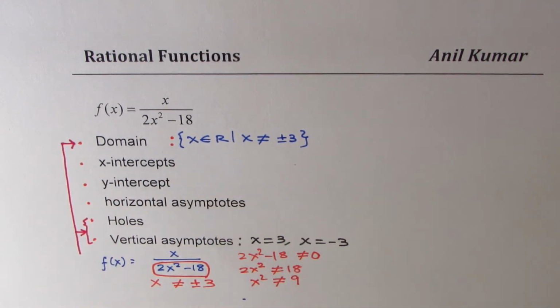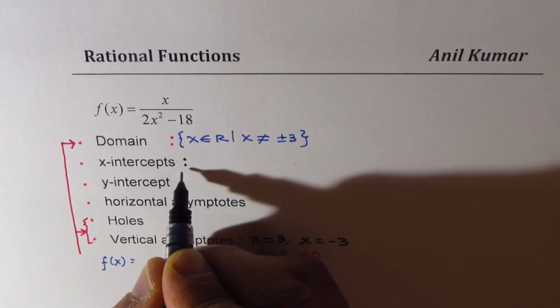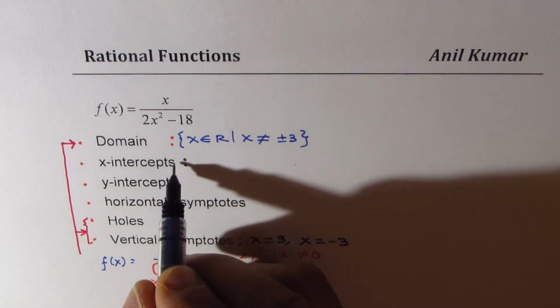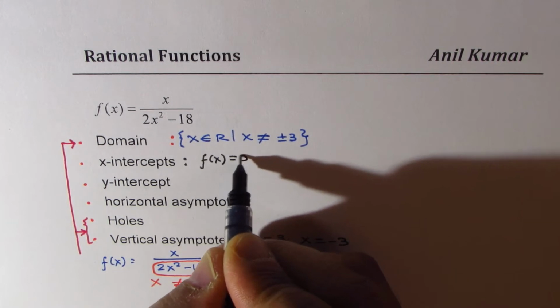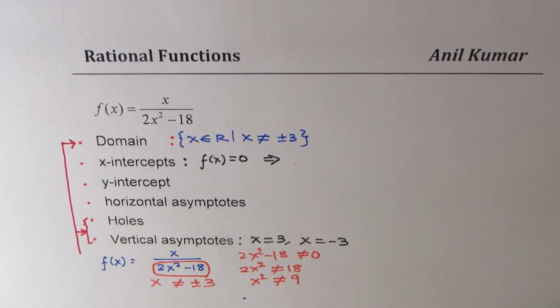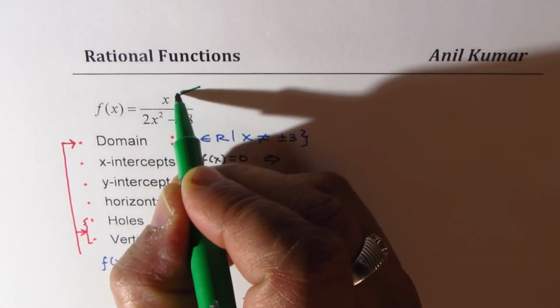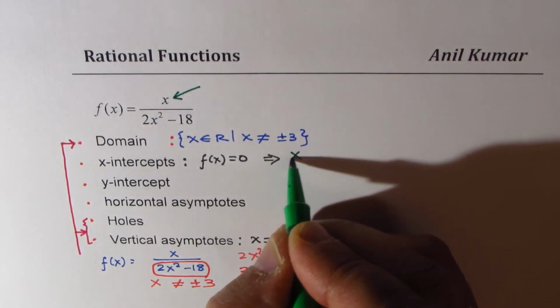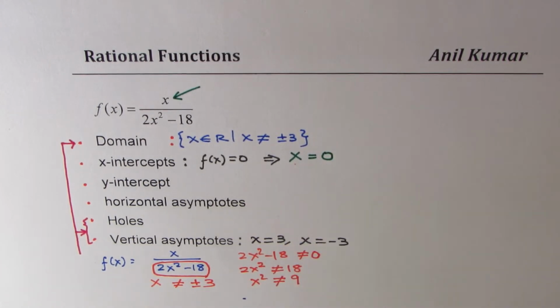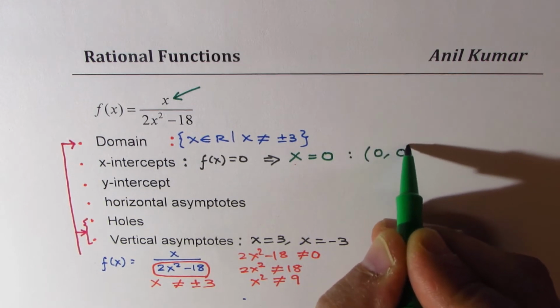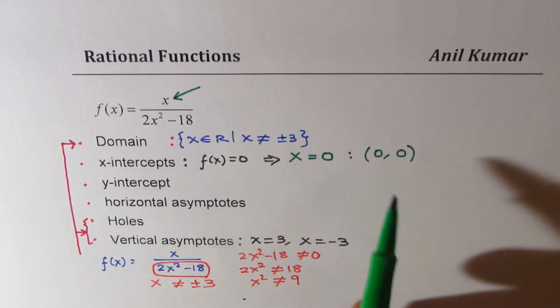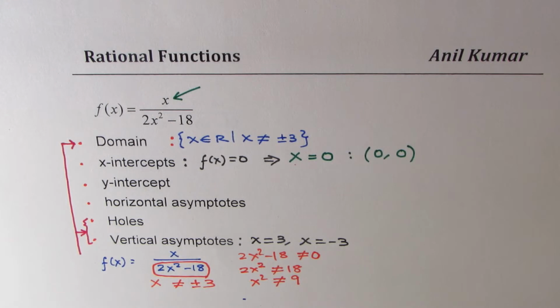Now let's look into the x-intercept. When I say x-intercept, it really means the graph crossing the x-axis. So we say f of x equals 0. Now clearly f of x will be 0 only if the numerator is 0, right? So we are looking into the numerator, which says x equals 0. Is that clear? Therefore, we get a coordinate point which is the origin. So that becomes your x-intercept.